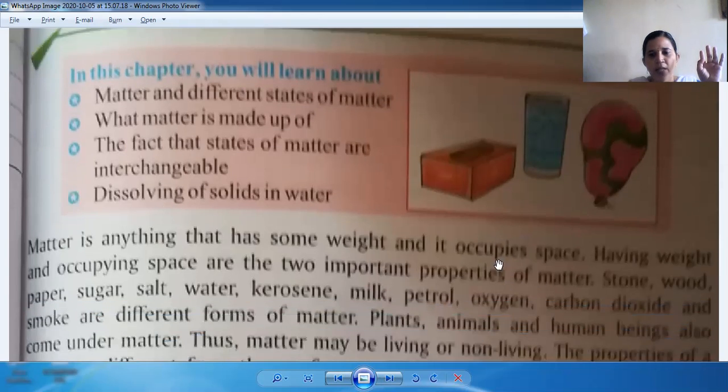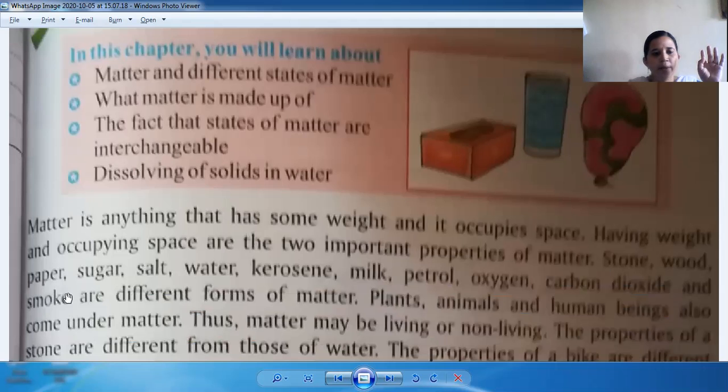Okay, children? See, stone, wood, paper, sugar, salt, water and kerosene, milk, petrol, oxygen, carbon dioxide and smoke are different forms of matter. So in our daily life, we use different types of matter. That is like water, kerosene, milk, petrol. What are they all? They are the liquids. And the stone, wood, paper, all those things, they are the solids.